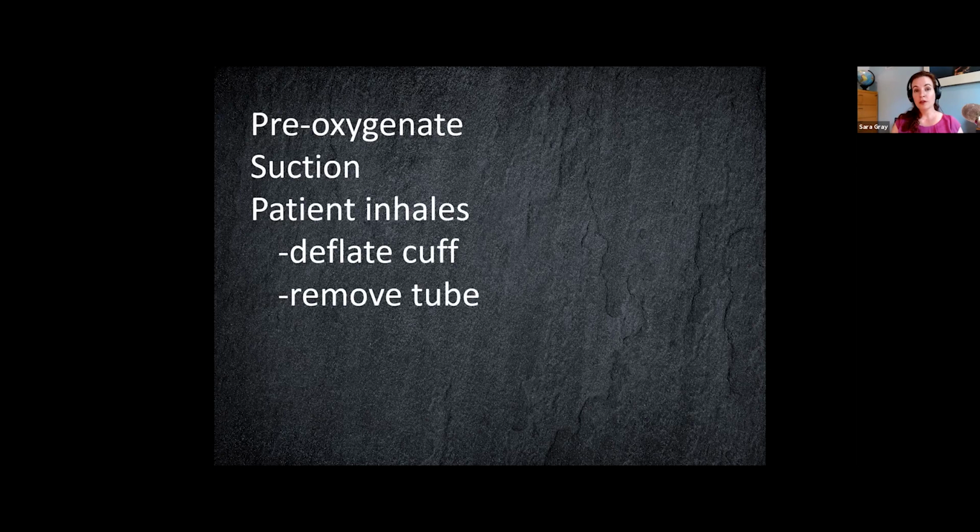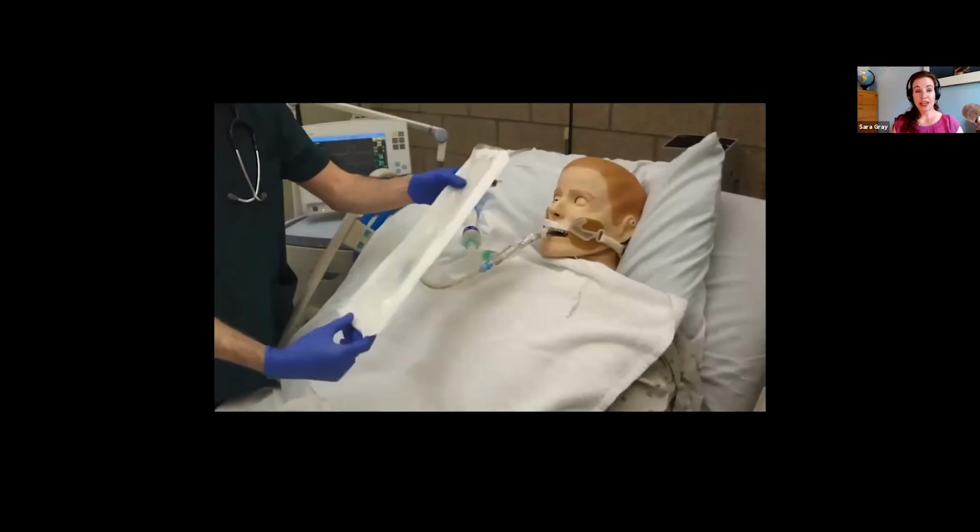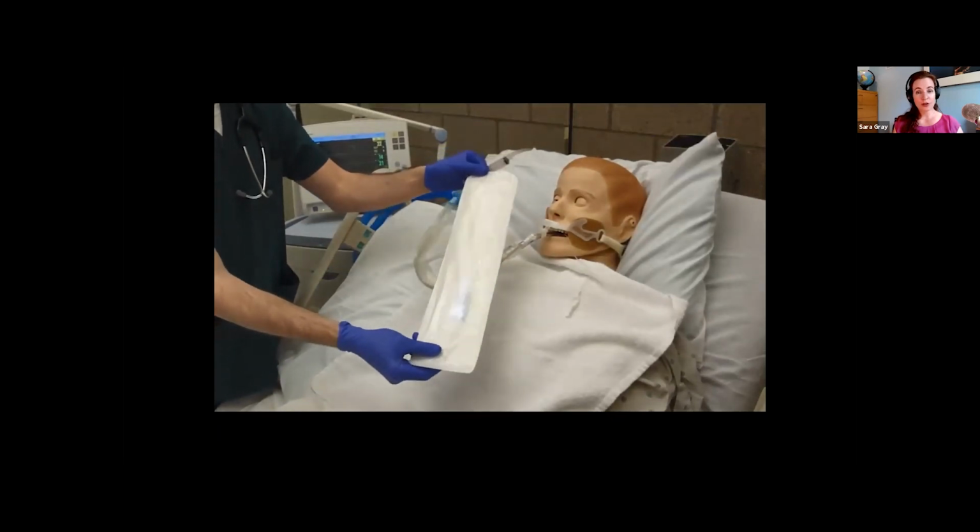And while they're holding, you deflate the cuff and pull out the tube. Then you suction their mouth out again, and you apply some oxygen. And that really is the steps in a nutshell. It's much easier to pull one out than it is to put one in. Let's watch this video. This is from a YouTube feed called Respiratory Skills.